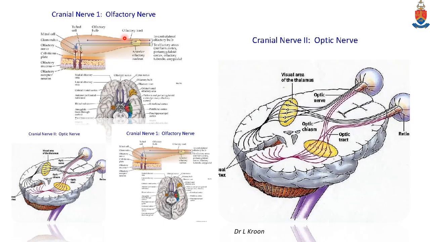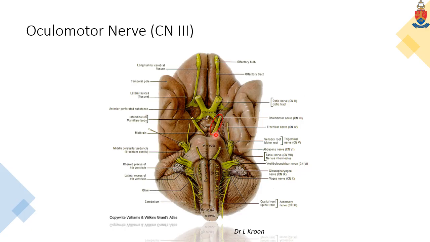The optic nerve or cranial nerve 2 is covered in a different lecture, but that nerve will synapse at the lateral geniculate nucleus of the thalamus and then relay back to the occipital cortex. The remaining cranial nerves 3 through 12 will have some function in the brainstem. So cranial nerve 3 is the oculomotor cranial nerve.